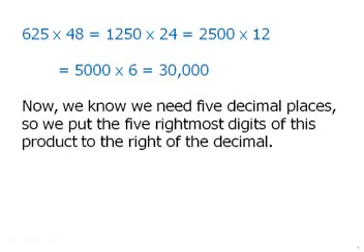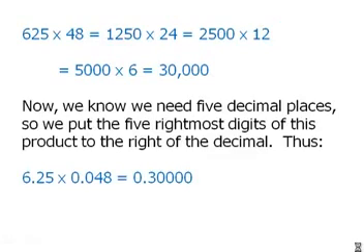Now we know we need 5 decimal places. We found that out from the original problem. So we put the 5 rightmost digits of this product to the right of the decimal. And notice that this product only has 5 decimal places. It only has 5 places, so all of them are going to get put to the right of the decimal point. So when we multiply 6.25 times 0.048, we get point, and then we write 3, and then all the zeros. Well, of course, all those zeros don't matter. We can just write this as 0.3, 3/10.